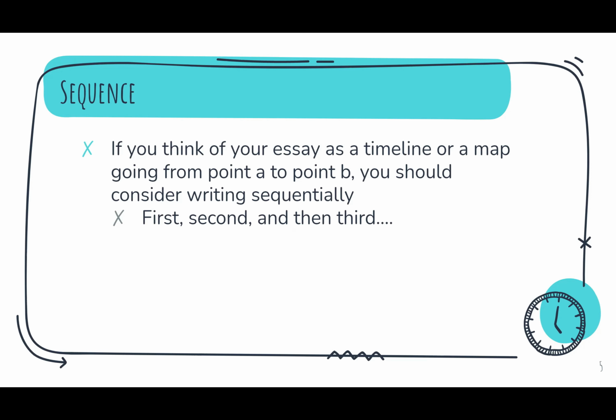Some examples of sequence type papers might be things that involve history, where you're talking about how one event leads to another. Or if you're walking through a space, you can explain first you enter through the hallway, continuing on into the kitchen, and so on and so forth.